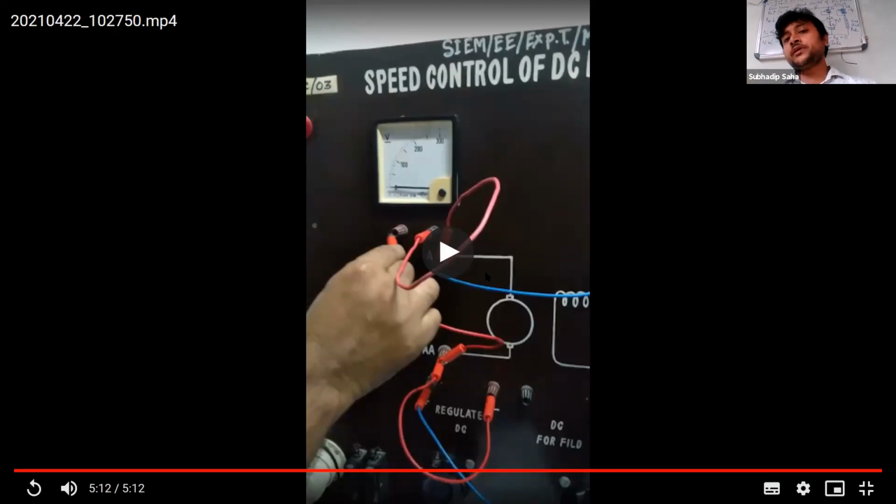In the second case, we are keeping the armature side voltage fixed as constant, and then we are changing the field rheostat. That means we are changing the field current. In the second case, you will see that the ammeter kept on the panel board shows the armature current fixed and the field current changing. So let me play the video again.